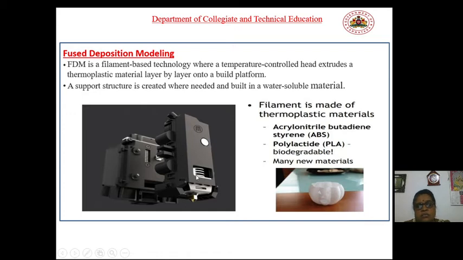Fused deposition modeling is a filament based technology where a temperature-controlled head extrudes thermoplastic materials, which are placed layer by layer onto the build platform. A support structure is created that can be soluble in water, or it can melt when you supply heat, for example if you use wax and other things. So these are the materials that we are using for the filaments.